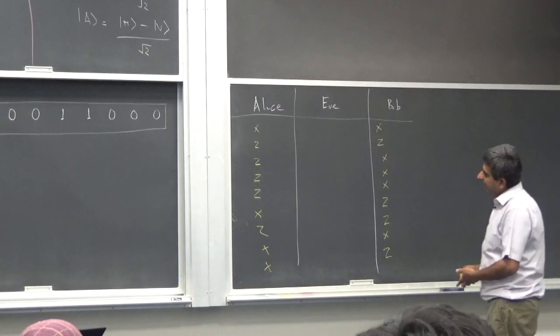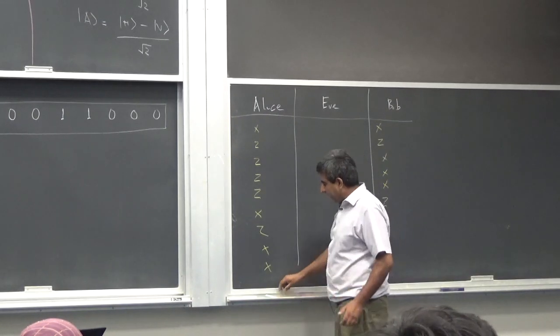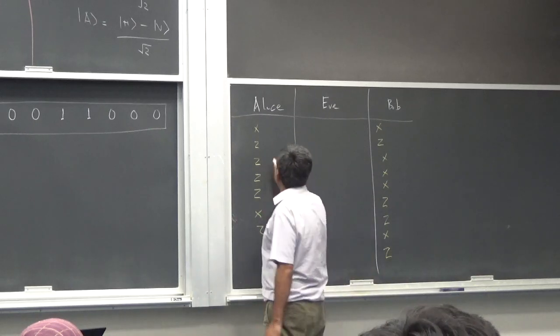Now Eve is in between. So Alice has generated her photons.